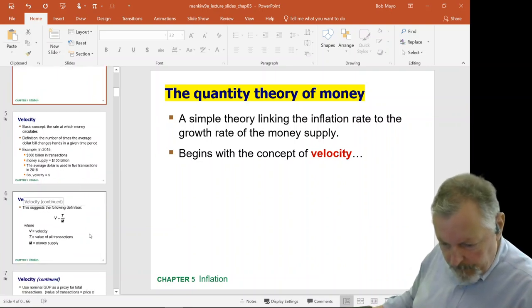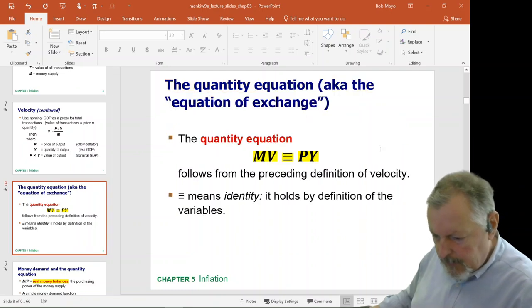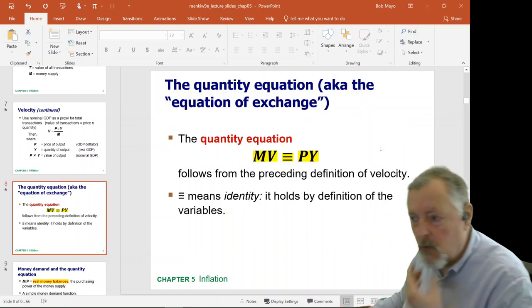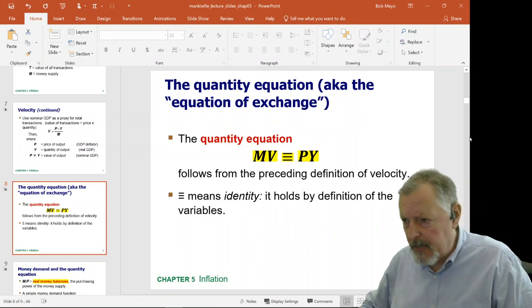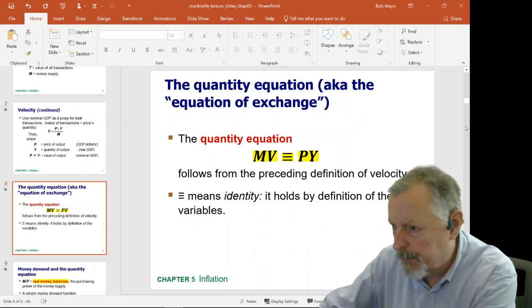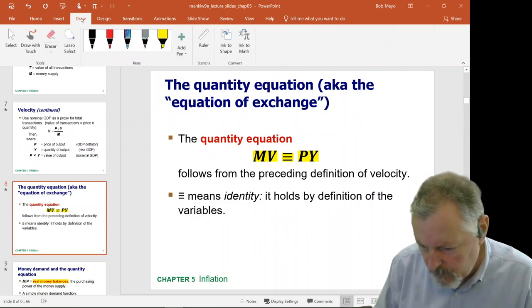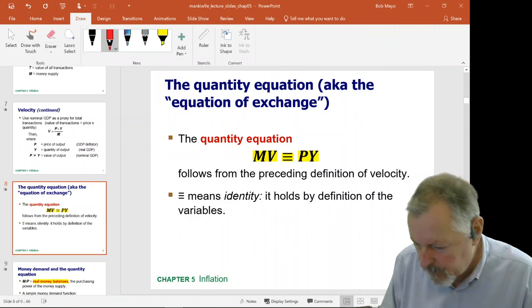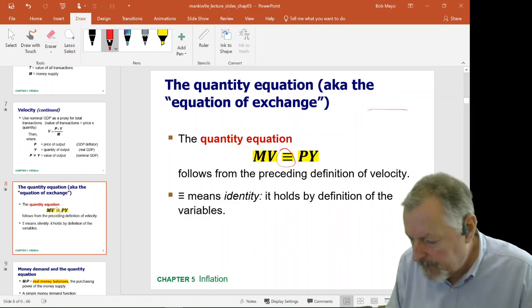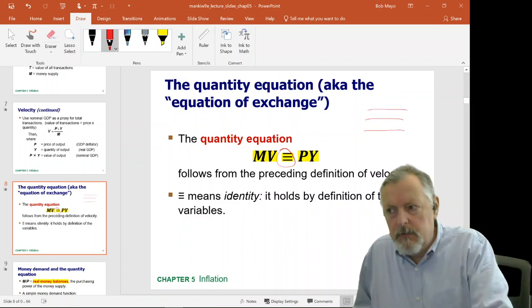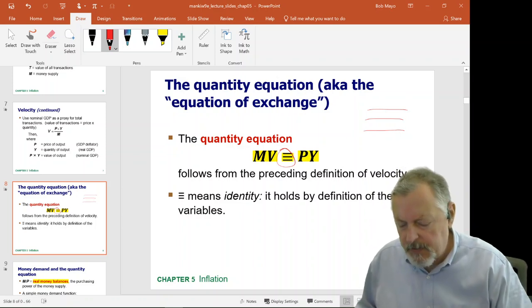That brings us to the fundamental equation of the quantity theory of money. MV ≡ PY. Notice that symbol. It's not the equal sign. It's three lines. That is one way of saying it's a definition.